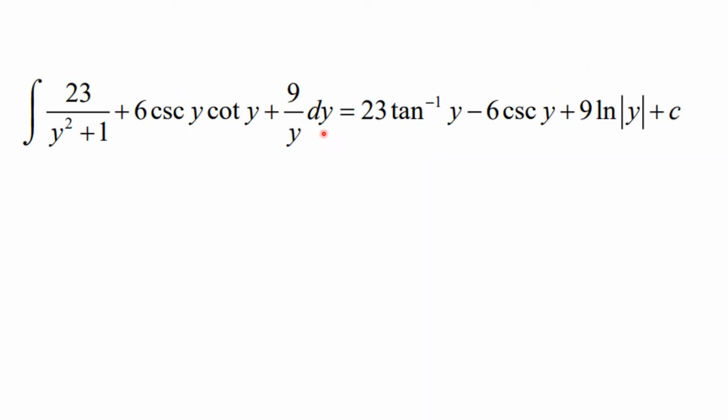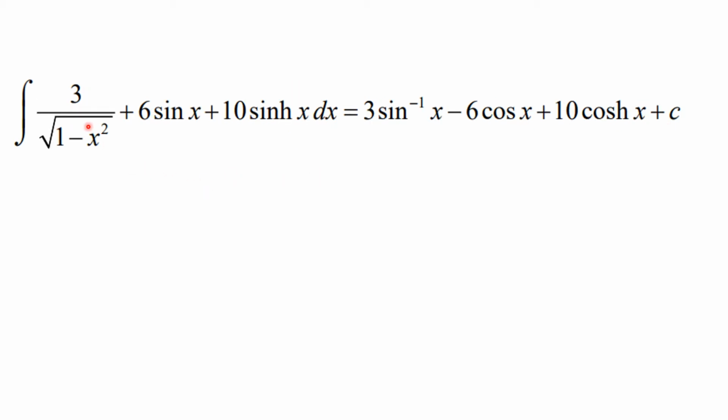Here we got 1, 2, 3 terms. I'm going to pull the 23 out of here, so I'm integrating with respect to y, 1 over y squared plus 1. That's going to be the arctangent of y, so it's 23 arctangent of y. Here the 6 is pulled out. I'm integrating the cosecant of y times cotangent of y with respect to y, and that is going to give me a minus cosecant of y. And so there's the minus sign that I was looking for. And here I pull the 9 out. I have 1 over y again, so that's going to be 9 times the natural logarithm of the absolute value of y. And then I lump all the constants together into one big constant.